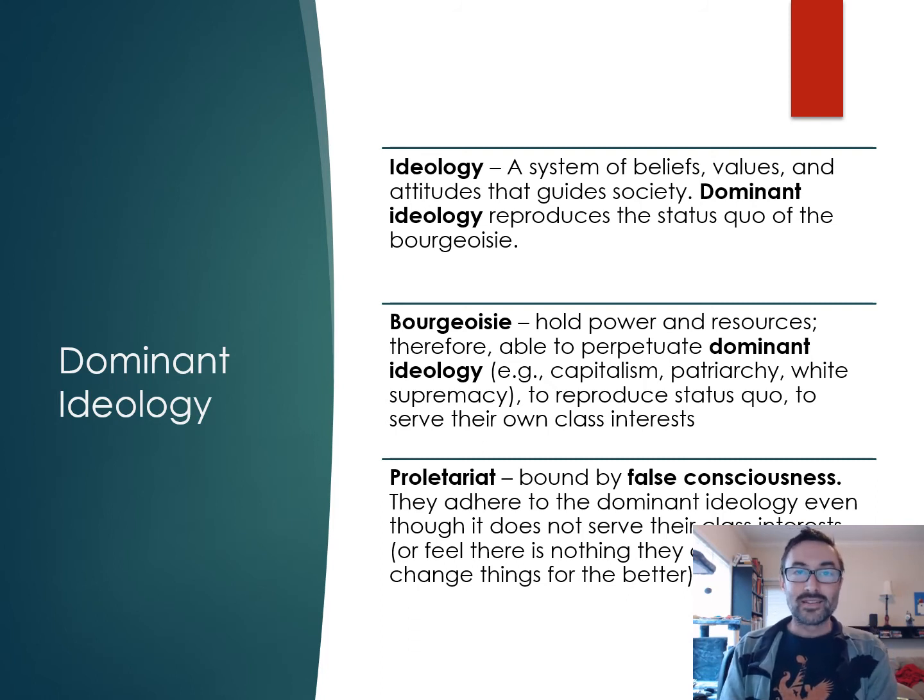This is in part because, as Marx would say, the dominant ideology, that is the system of beliefs, values, and attitudes that guide society, serves the interests of the bourgeoisie. It reproduces the status quo that sees them on top. Since the bourgeoisie holds wealth, power, and prestige in a society, they're able to spread their ideas, particularly through mass media. The proletariat, the workers, on the other hand, adhere to the dominant ideology even though it does not serve their class interests. That is, just like it keeps the upper class on top, it keeps the lower class on bottom. People in the proletariat, the lower class, the workers, they may be fatalistic about the situation.